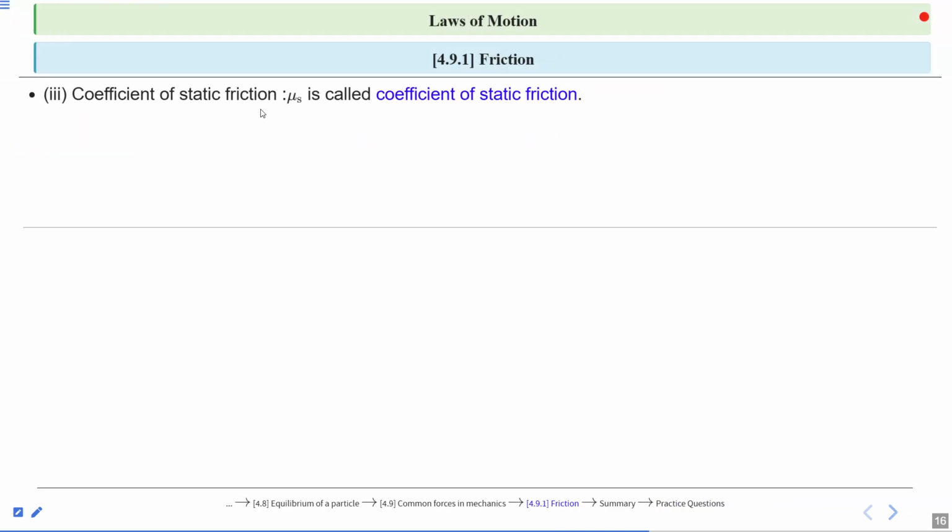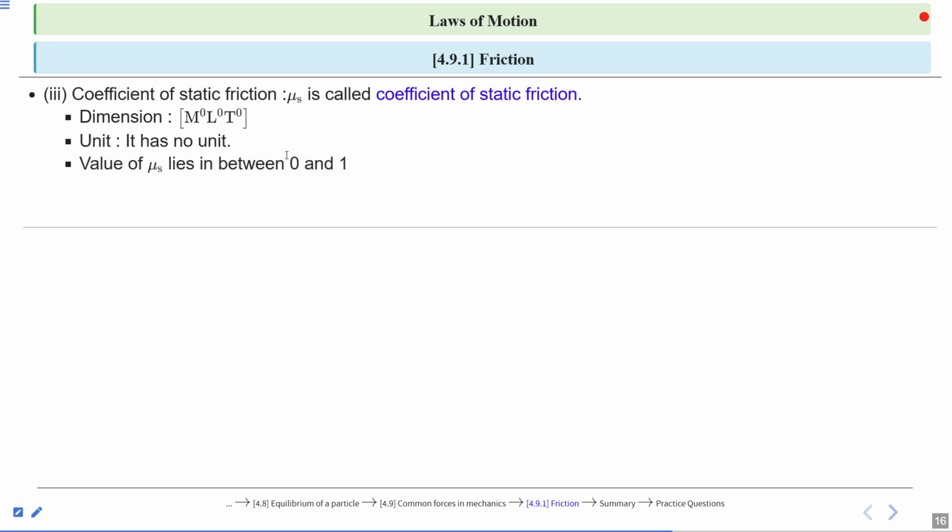Mu s is the coefficient of static friction. Dimension formula M0 L0 T0. This is a dimensionless quantity. It has no unit.